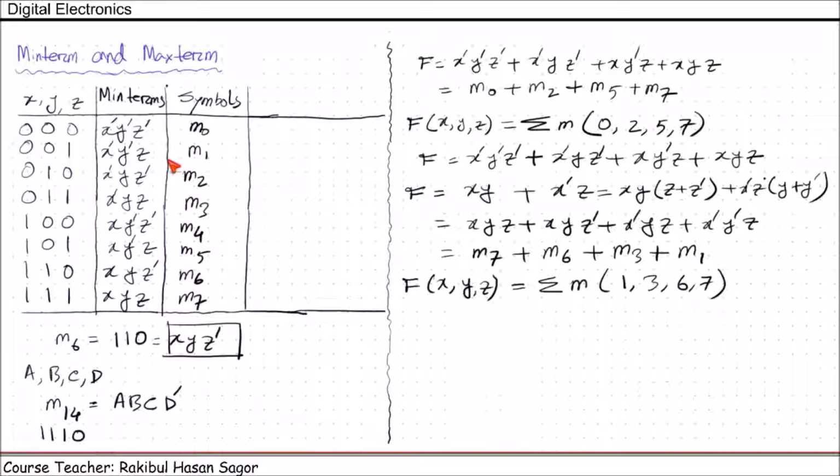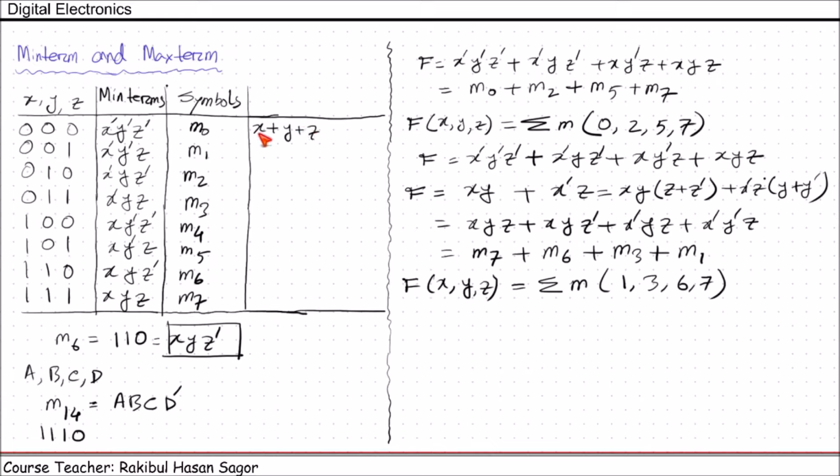For Maxterm, the unique case will be to make the output equal to 0, because for only one combination we will get the output 0, as we are using sum term, and that means OR condition. In OR condition, for one unique combination we will get the output equal to 0, for other combinations we will get output equal to 1. So for Maxterm case, our target is to make the output equal to 0 for each combination. For example, x equal to 0, y equal to 0, z equal to 0. In order to make output equal to 0, we need to have x plus y plus z.